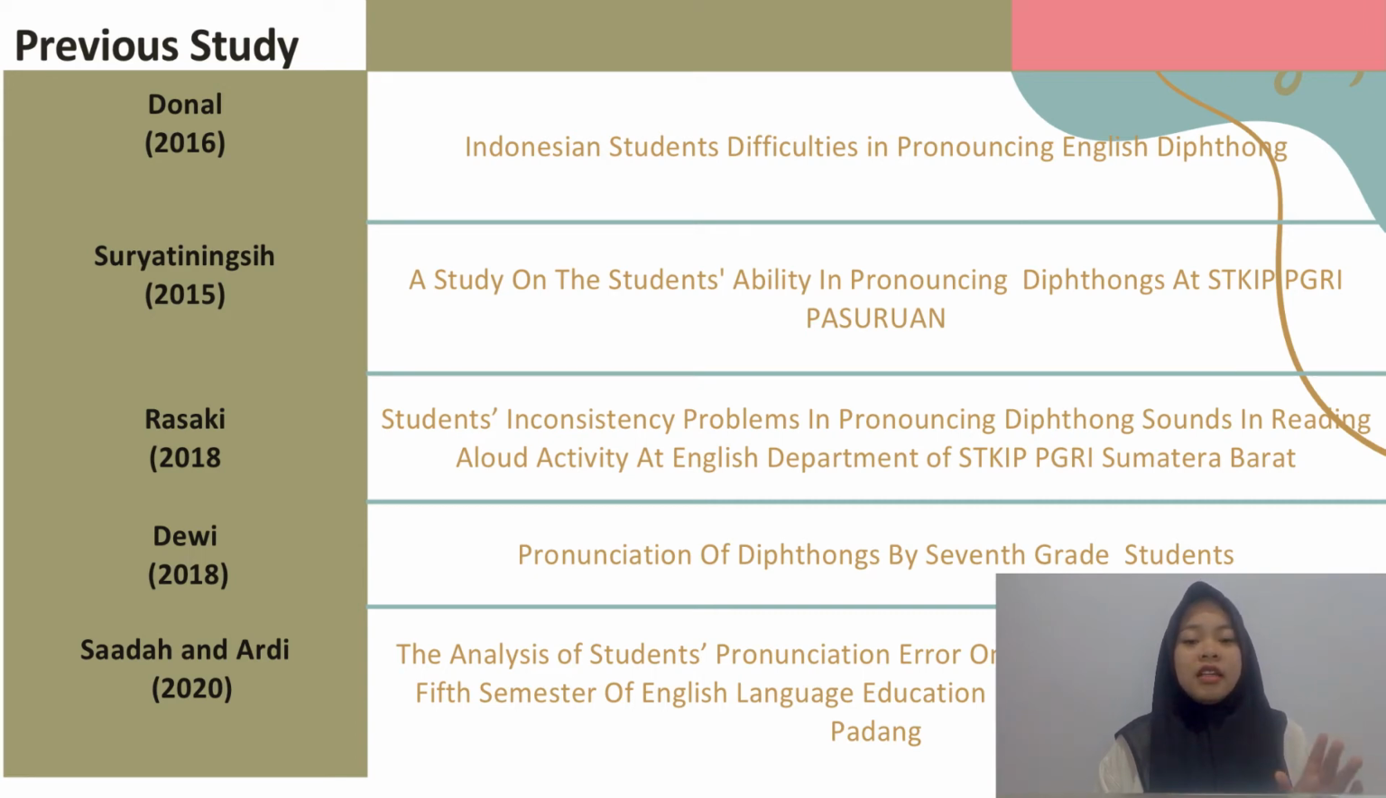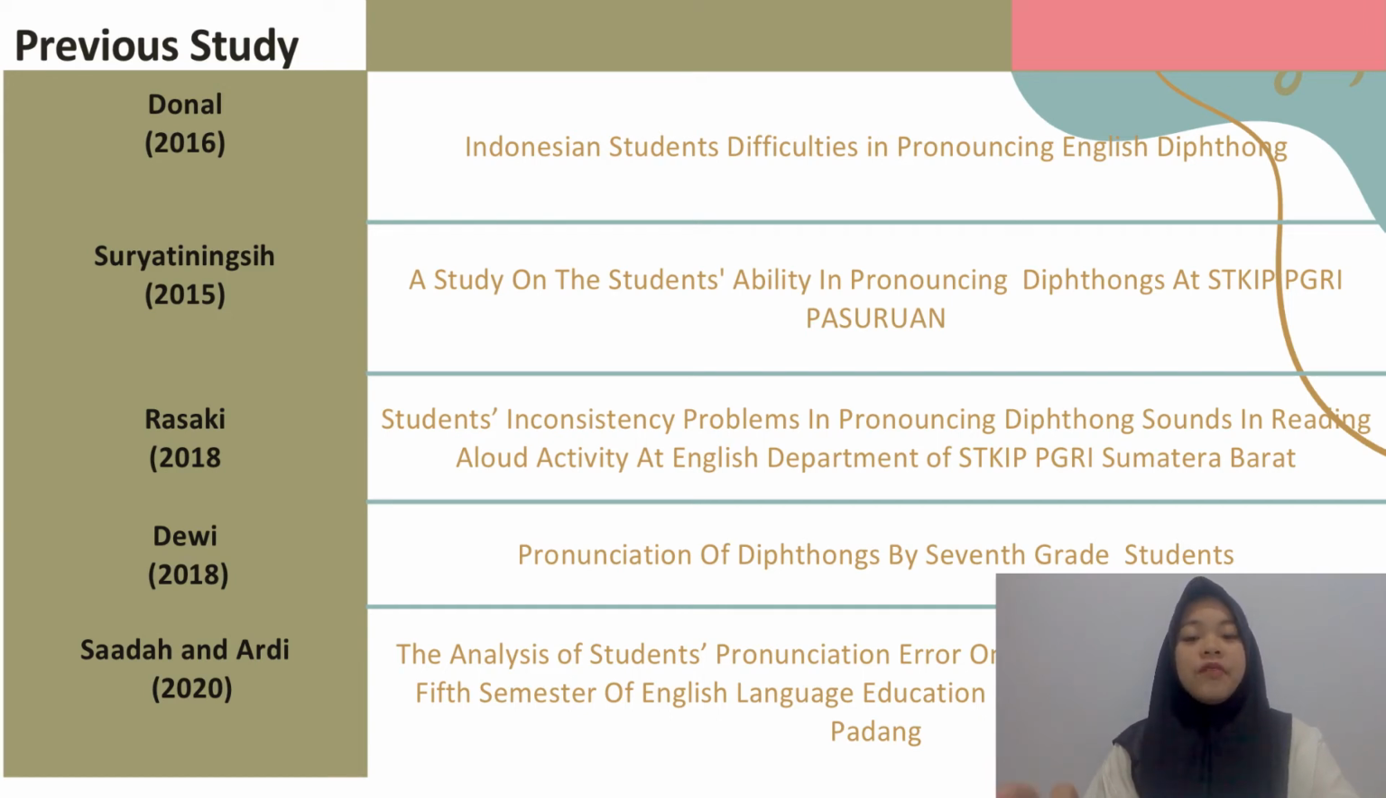Donald said that several factors affect students having difficulty pronouncing English diphthongs. First is the influence of the student's mother tongue. Second is the lack of knowledge about the English sound system. Third, students are unsuccessful in using loan words in English.